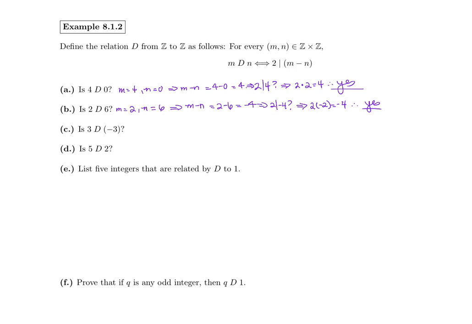What about 3 and negative 3? At first glance, you might think that 3 is not related to negative 3 by d, because they're both odd. And that might make it a little more difficult to get an even number. But something interesting happens when we plug them in. So we know m is equal to 3, n is now equal to negative 3, and m minus n is 3 minus negative 3, which ends up being 3 plus 3, which is 6. The sum of two odd integers is even.